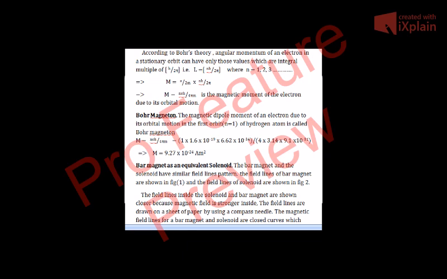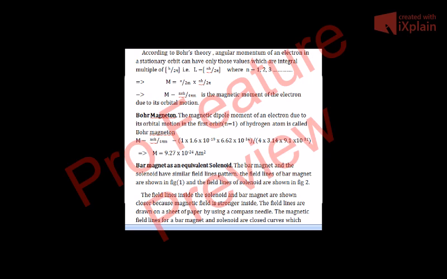If anybody asks you what is the Bohr magneton, it is numerically equal to 9.27 into 10 raised to power minus 24 ampere meter square, and you can calculate it yourself by substituting the values of different terms in the above equation. Now, as I told you, our other topic is comparison of Bohr magneton and solenoid.